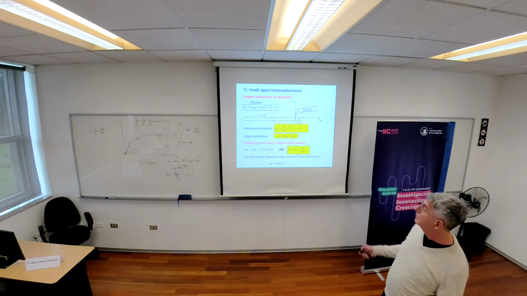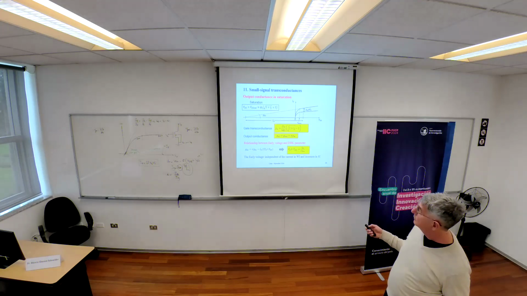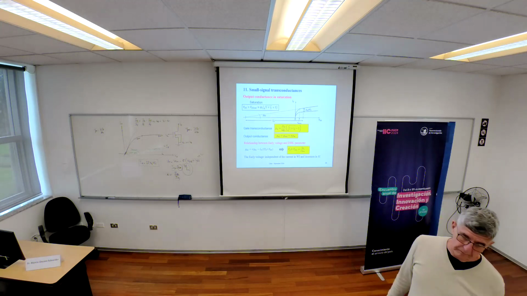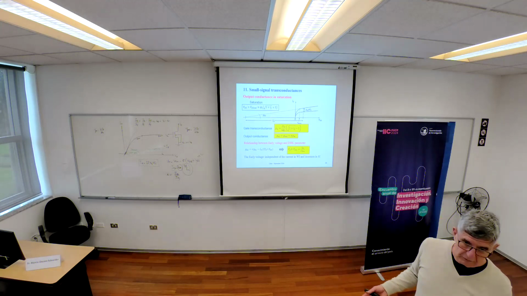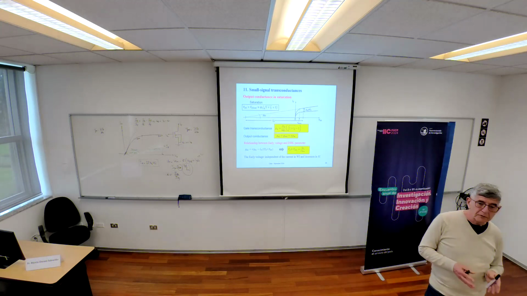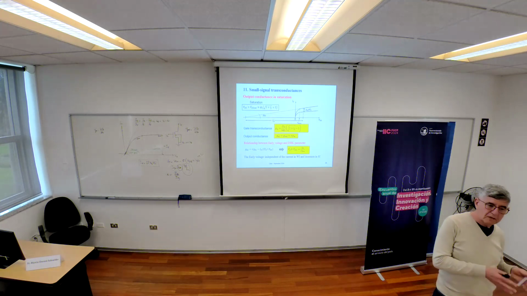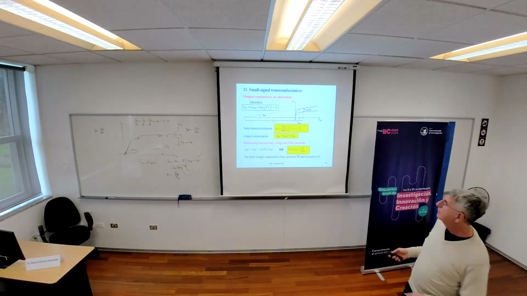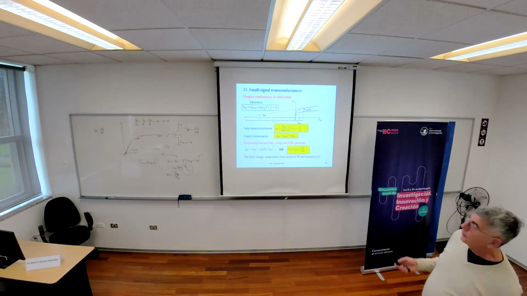In the case of the bipolar, you sometimes calculate this early voltage in terms of base width modulation, because this is associated in the case of the bipolar with a phenomenon which is called base width modulation or early effects.